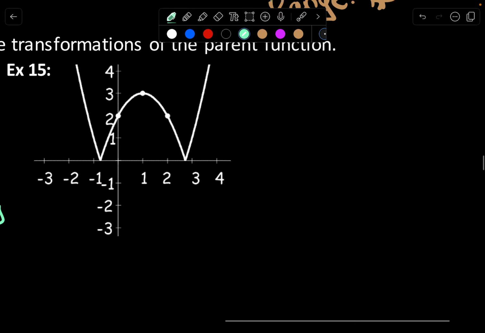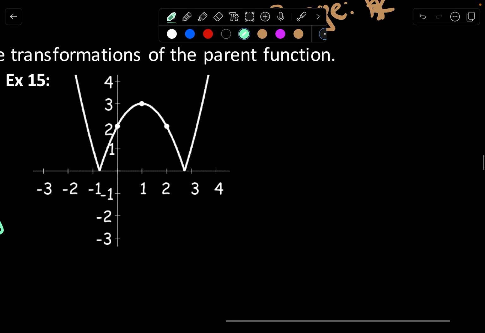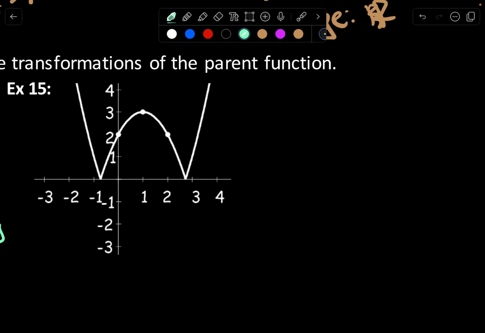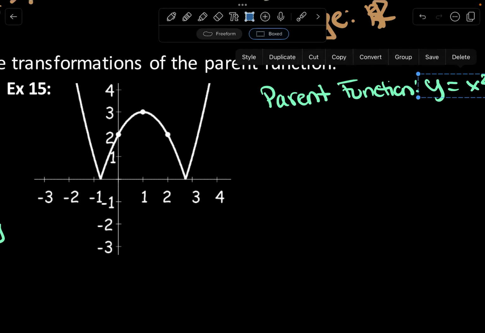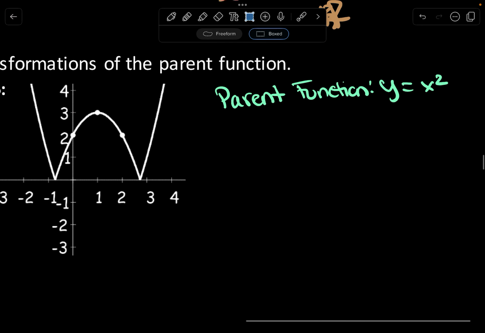All right, this one. The parent function for this one, you want to look at the actual shape of the graph itself if you were to remove all of the transformations. So yes, this is an absolute value, but the parent function is going to be the quadratic. So we'll have y is equal to x squared.